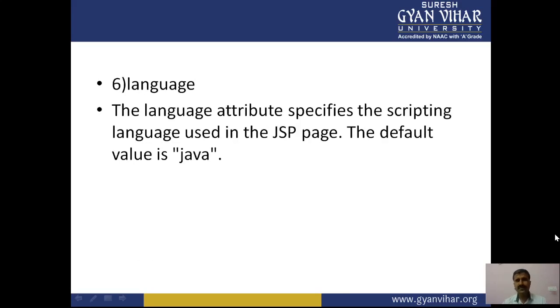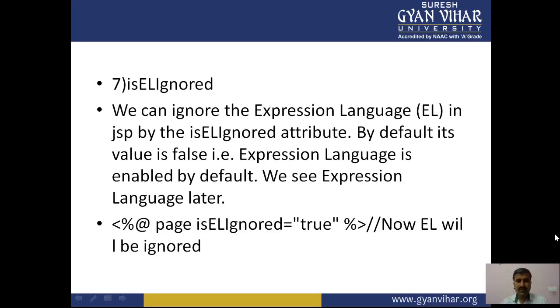The language attribute specifies the scripting language used in the JSP page. The default value is Java, right? So is EL ignored? We can ignore the expression language, right? EL means expression language in JSP. By default, the isELIgnored attribute's value is false.